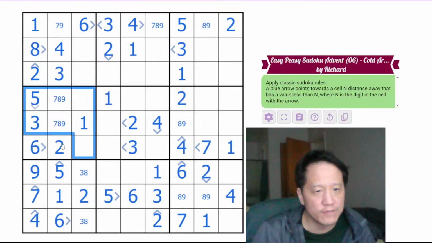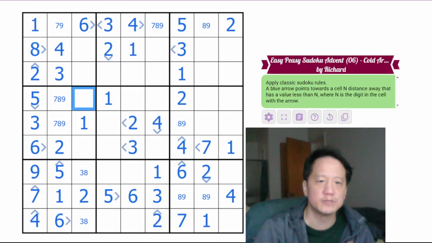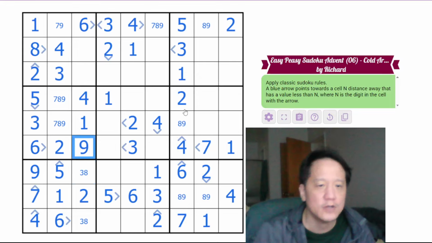We are looking for, in this left central box, a 4. 4 can't be here because of 4 in the row, so that means this must be a 4. This can't be 7. It can't be 8. Therefore, it must be 9 here.